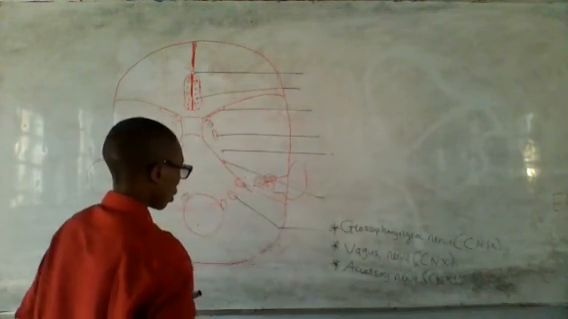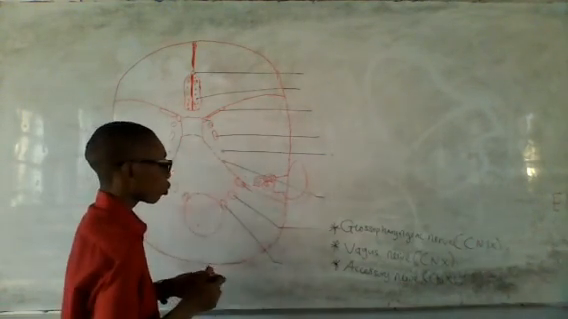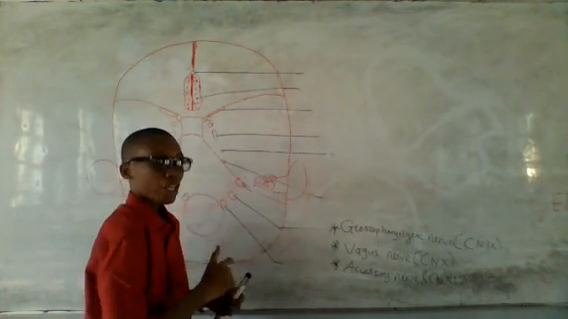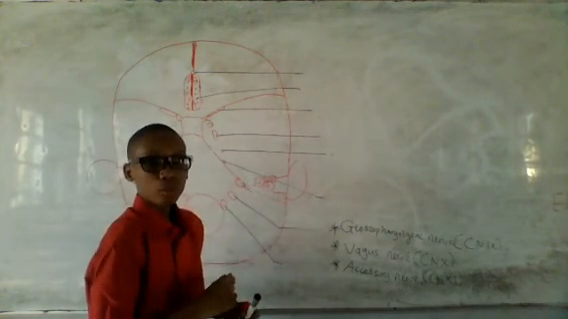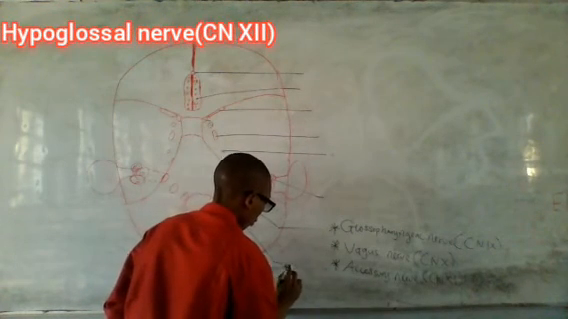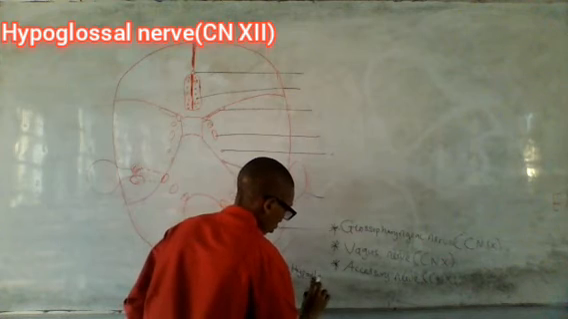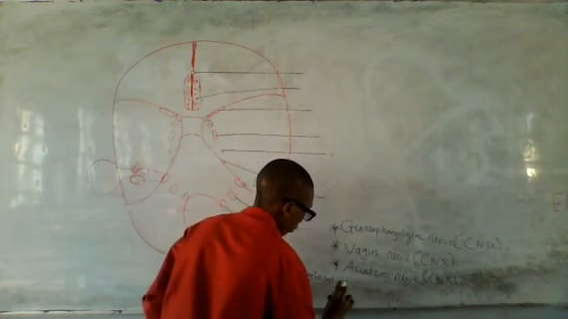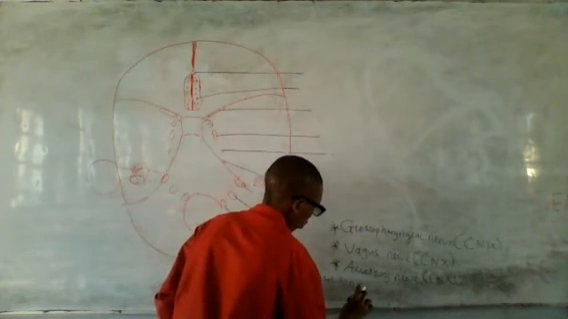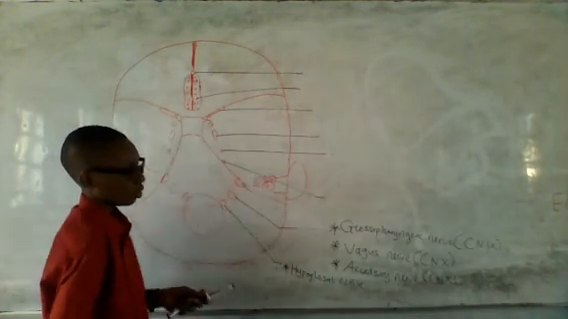So for this one now, the second to the last, called the hypoglossal canal. The structure that passes through it corresponds to its name. And what is the structure? The structure is the hypoglossal nerve. That is the structure passing through the hypoglossal canal.